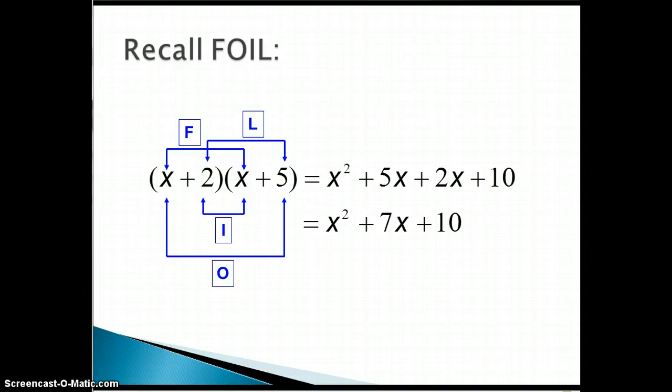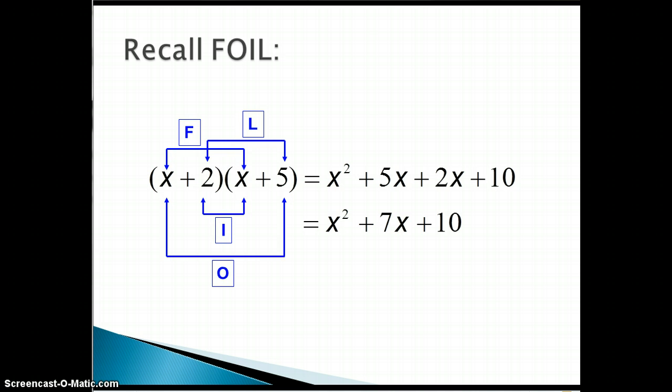So in order to factor trinomials that have a leading coefficient of 1, we need to go back to FOIL, because really we're just going the opposite direction. We're going to be factoring trinomials like x squared plus 7x plus 10, and we want our answer to be the factors of that trinomial, which in this case would be x plus 2 times x plus 5.